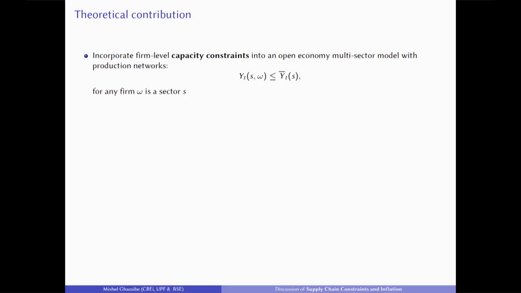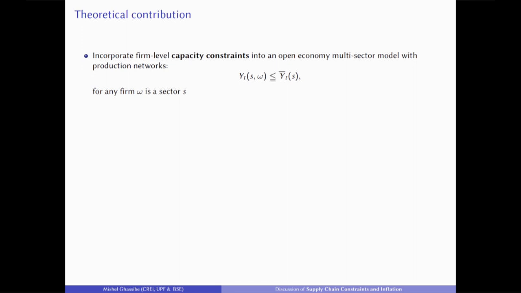All right, let me briefly walk through the theoretical and quantitative contribution before offering some comments. So the real theoretical contribution is embedding these firm level capacity constraints into an otherwise standard multi-sector model. So for some firm omega in sector S, there is a capacity constraint which says that you cannot really produce beyond some level Y bar.